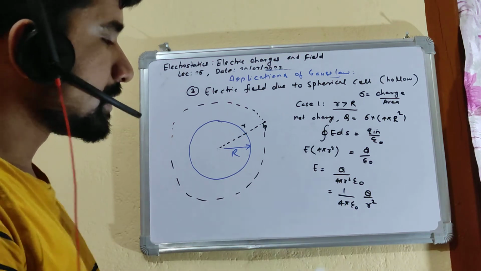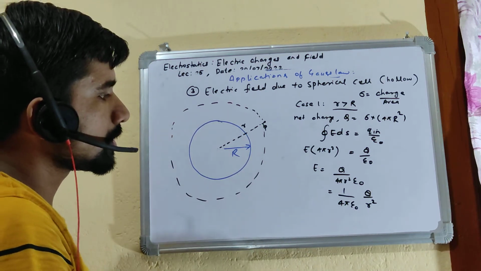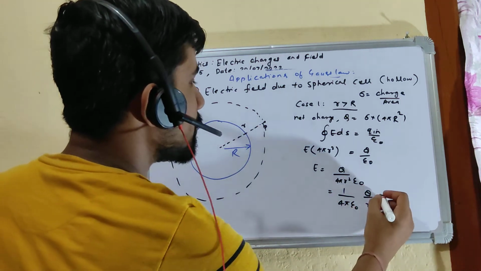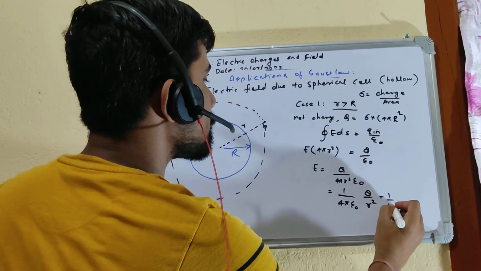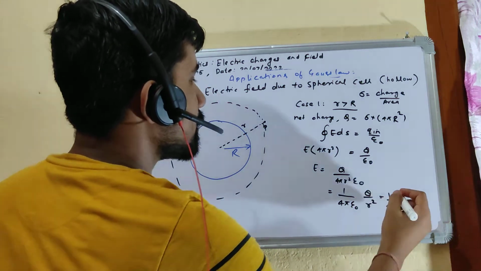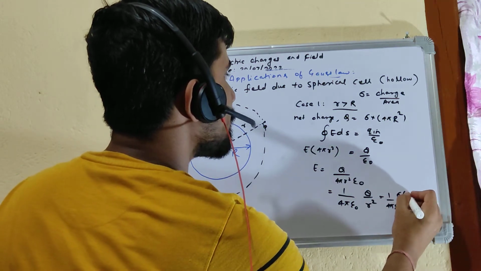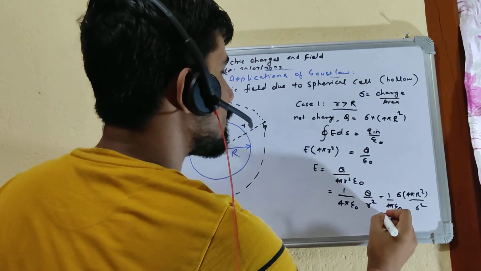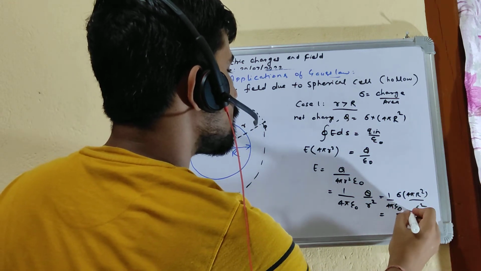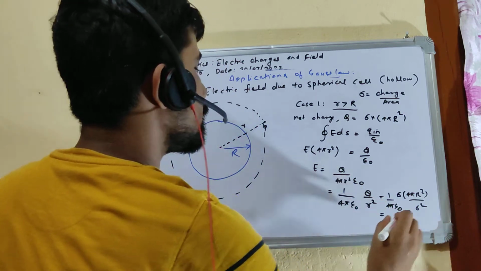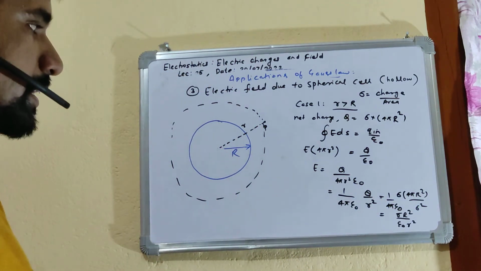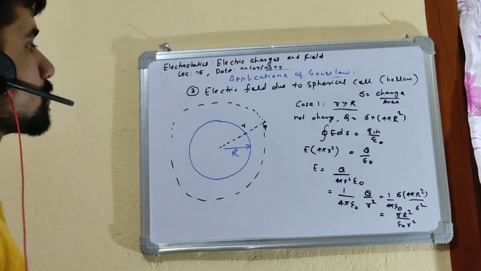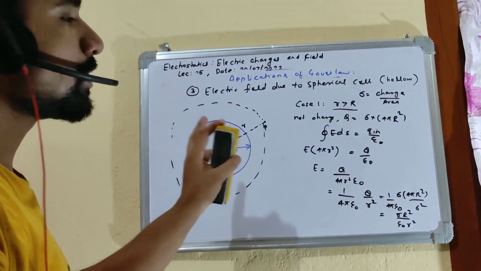And we can write this in terms of sigma as well. What would it turn into if I write it in terms of sigma? This will be 1 by 4 pi epsilon naught, and Q will turn to sigma into 4 pi R square, and this will again be r square. The 4 pi will cancel each other, giving sigma R square by epsilon naught r square. Something like this will come up, right? So now let's say this r is equal to R.